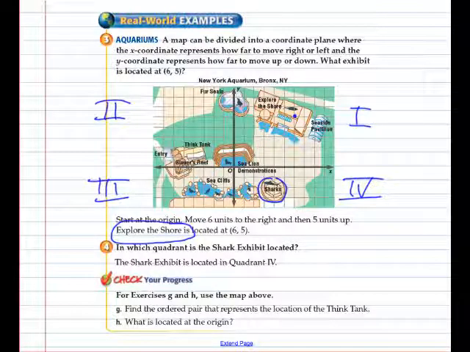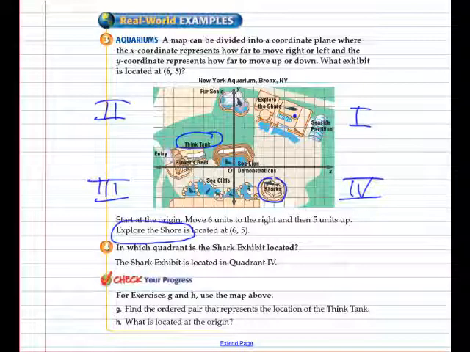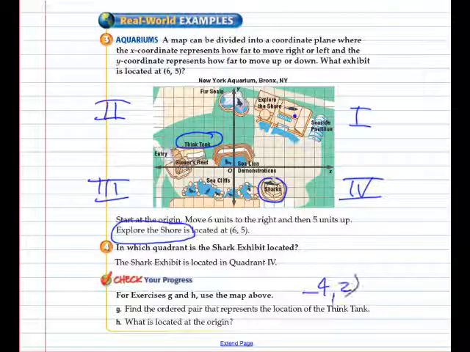For exercises G and H, use the map above. Find the ordered pair that corresponds to the location of the think tank. Here's our think tank right here, so we're going to go left 1, 2, 3, 4, and up 2. So it's -4 because we're going left, and up 2. So the ordered pair for the think tank would be -4, 2. What's located at the origin? Right here, 0, 0, would be the sea lion demonstration.